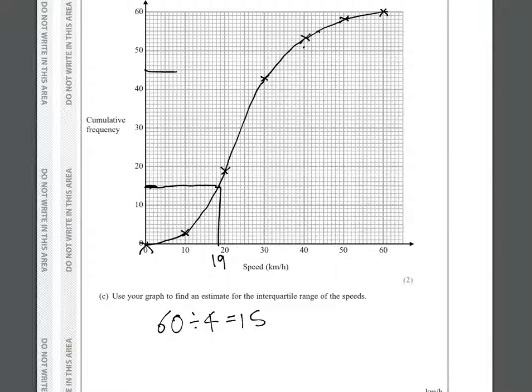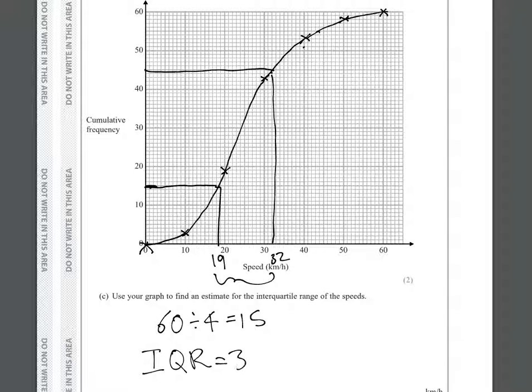So going to read along and read down. And I'll make that 32. And then the interquartile range is the bit between the two of those. So it's 32 minus 19, which is 13. And actually, if you got anywhere between 13 and 15, they would give you the marks, as long as I could see where it came from on your diagram.